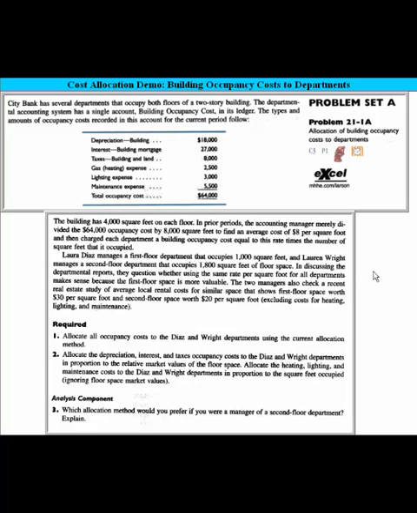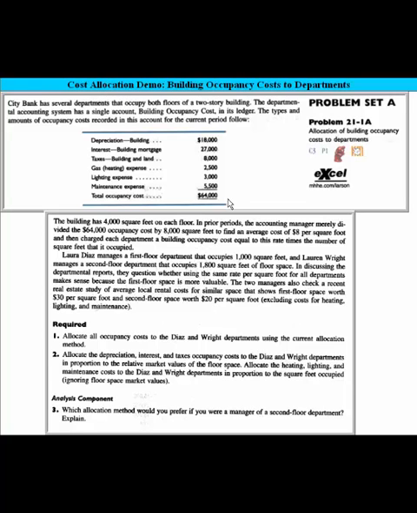Hi everyone. Let's take a look at this cost allocation demonstration, and we'll work through problem 21-1A, which is an allocation of building occupancy cost to departments. Citibank has several departments that occupy both floors of a two-story building. The departmental accounting system has a single account, building occupancy cost, in its general ledger. The types and amounts of occupancy cost recorded in this account appear in the top section. So we have depreciation, interest, taxes, gas, some other items, and the total is $64,000.